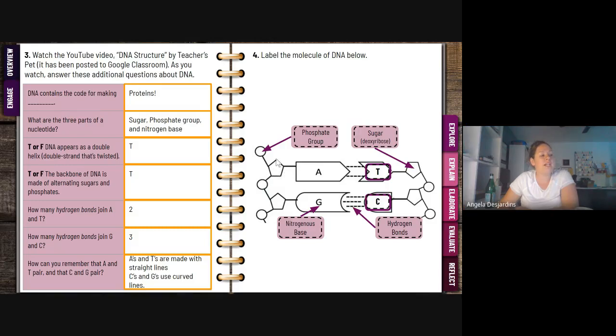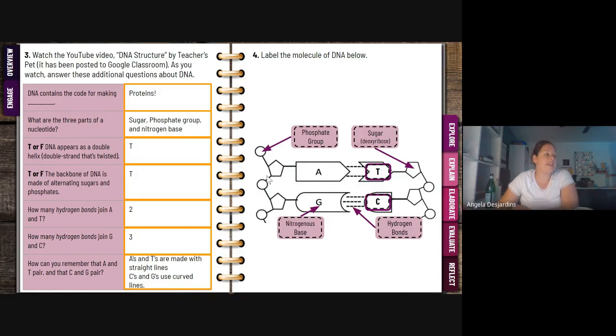Now, whenever you see anything like this, where you see a pentagon or a hexagon, some sort of what we call a ring structure, a geometric shape like this, that's going to represent sugars. Okay. And then ultimately you have what we call a nitrogen base. It's okay to call them just bases. So what are your bases?